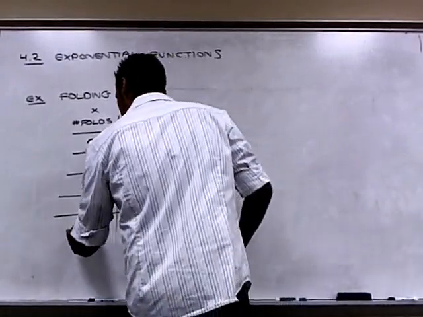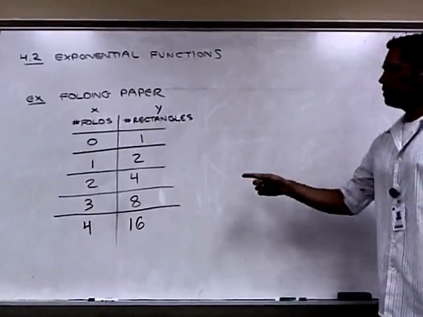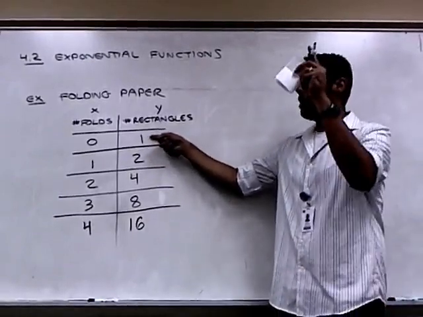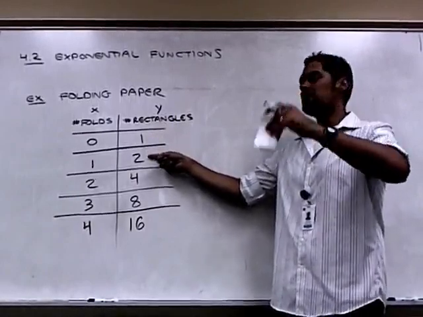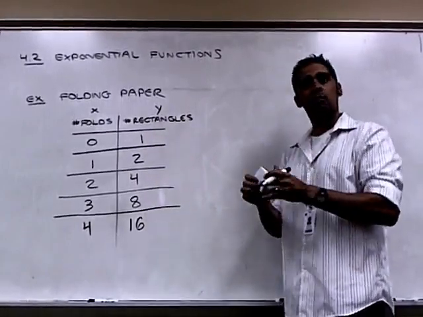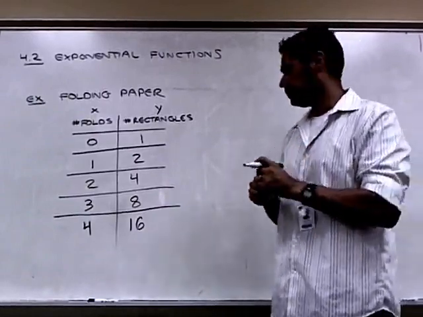Do you see a pattern? What's the pattern? The number of rectangles is doubling each time, right? You started with 1, and then it doubled to 2. Then that doubled to 4. You double 4, you get 8. You double 8, you get 16. So if I fold it one more time, how many should I get? 32, right?